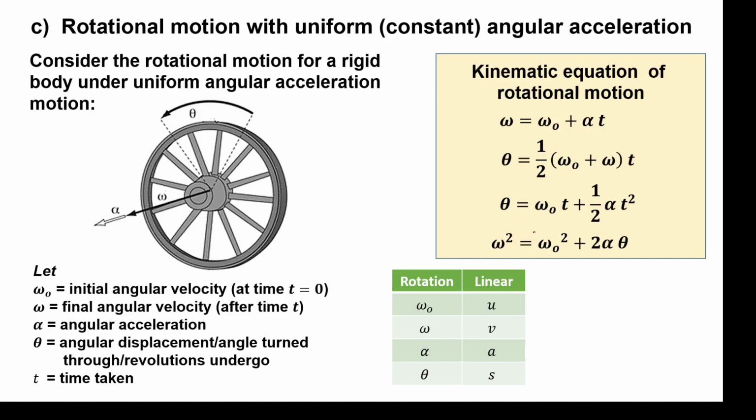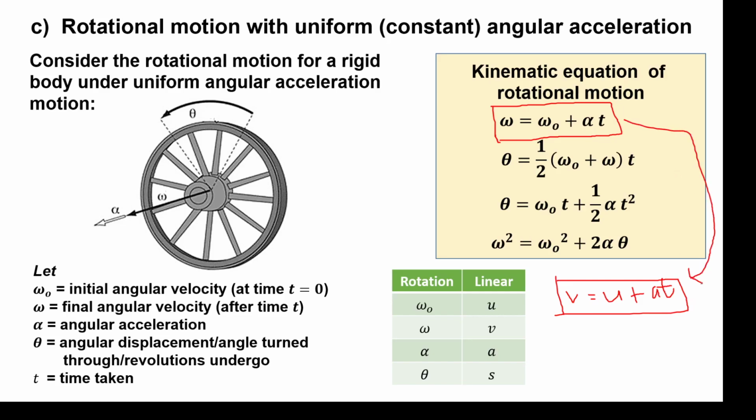If we take this formula and try to change it to linear motion, omega equals omega naught plus alpha t becomes v equals u plus at. Where have I seen this formula before? Of course, you've seen this in chapter 2. v equals u plus at is similar to omega equals omega naught plus alpha t.